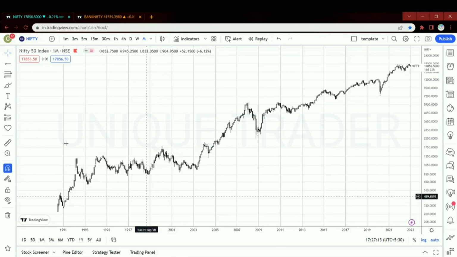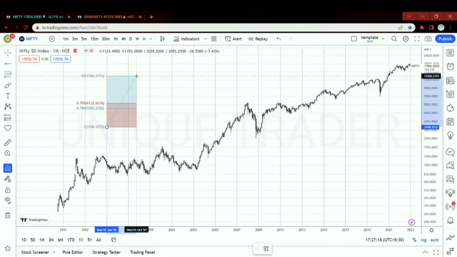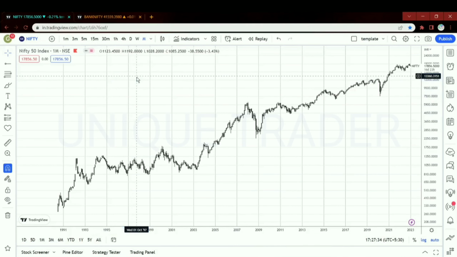Number 2, we need the Fibonacci series 70.5 to 78.6. This zone is where we are going to buy. This is a very crucial zone for us. And the set rule number 3, I'll explain it to you as the video goes on.